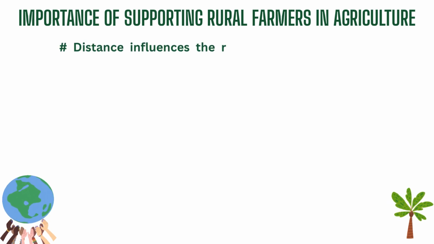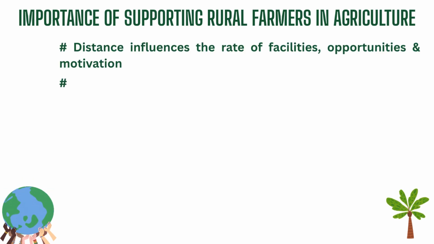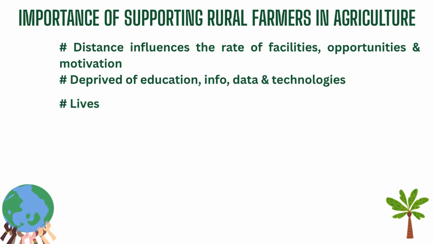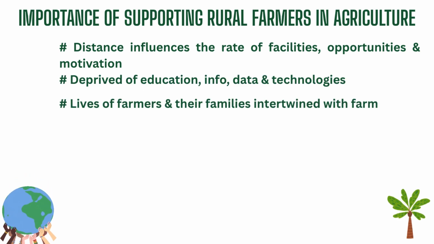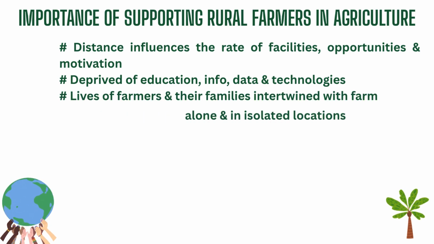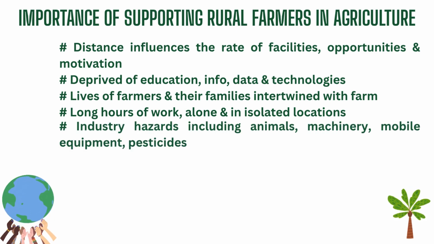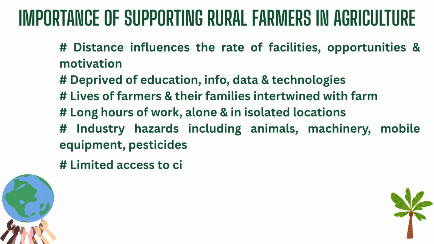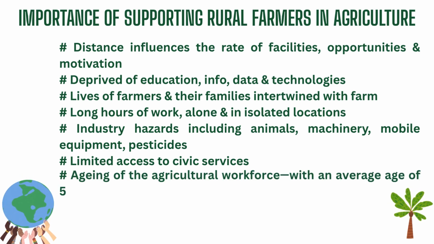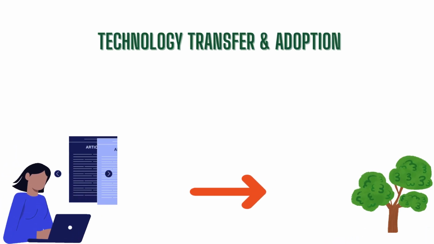Importance of supporting rural farmers in agriculture. Number 1. Distance influences the rate of facilities, opportunities and motivation. 2. Deprived of education, info, data and technologies. 3. Lives of farmers and their families intertwined with farm. 4. Long hours of work, alone and in isolated locations. 5. Industry hazards including animals, machinery, mobile equipment, pesticides. 6. Limited access to civic services. 7. Aging of the agricultural workforce with an average age of 57 years, SWA.